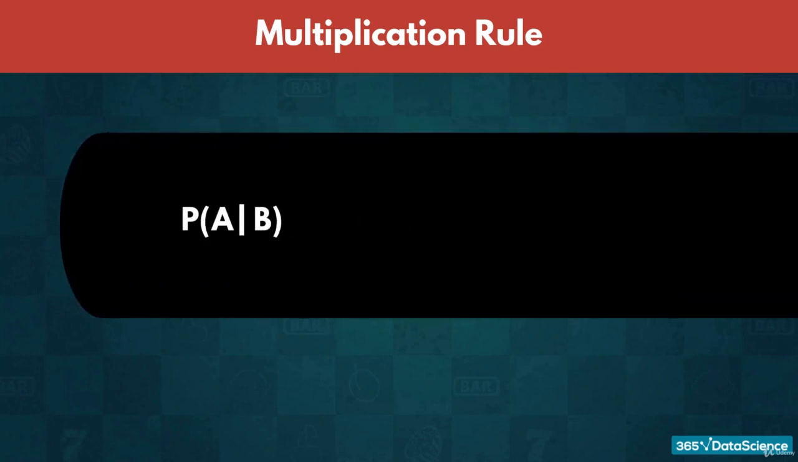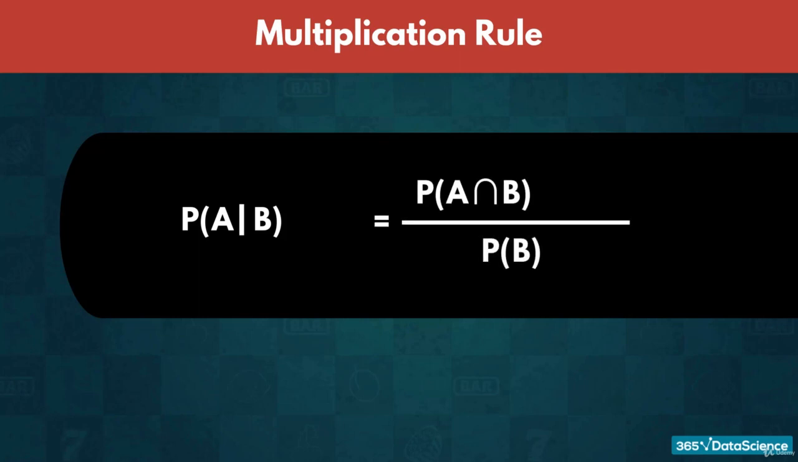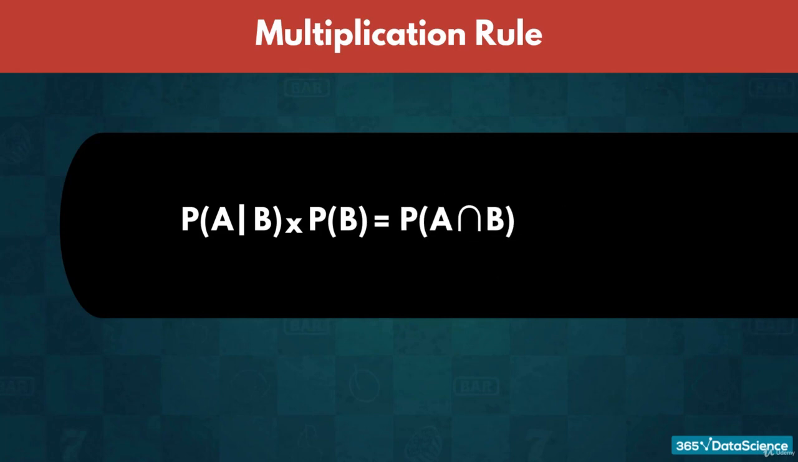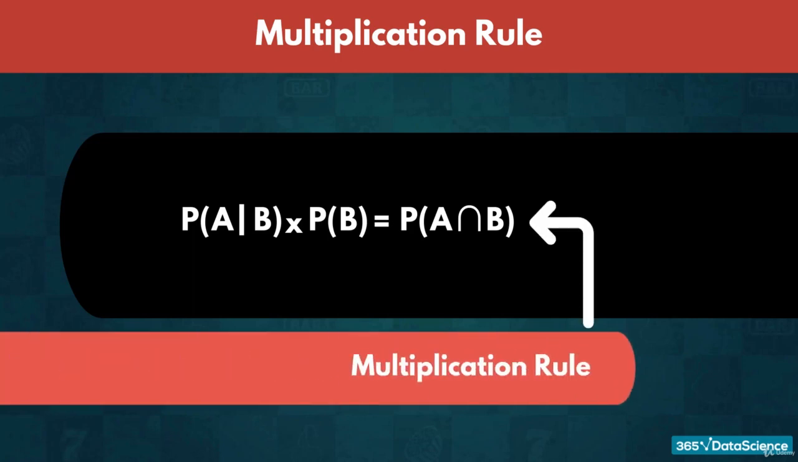The probability of event A given B equals the probability of the intersection of A and B over the probability of event B occurring. We can multiply both sides of the equation by P of B to get the probability of the intersection of A and B equals the probability of A given B times the probability of B. We call this equation the multiplication rule.